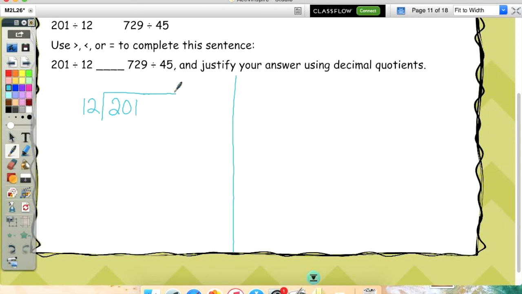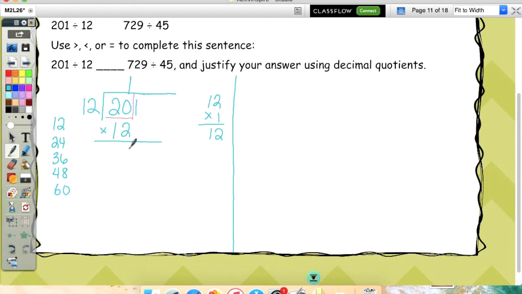Okay? So first of all, where should I put my box? On the 20. What should I skip count by here? I'm going to stop there. I really don't know where I'm going to stop. So 12 times what? Which number over to the side is closest to 20? 12 times 1. You can write it in the guess and check if you want to.